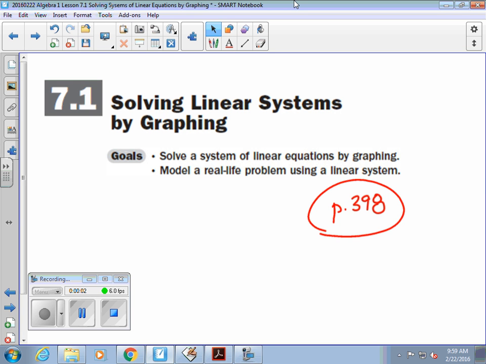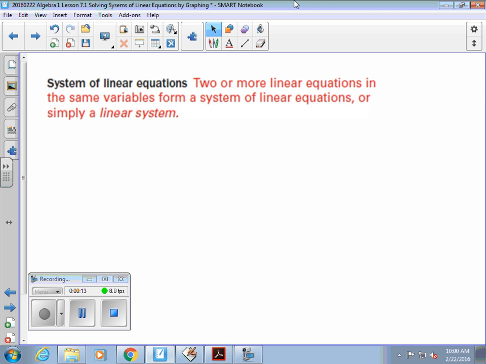This is Algebra 1, Lesson 7.1. We're introducing systems of equations, where we're solving linear systems by graphing using the graph and check method. On page 398 is where we begin.